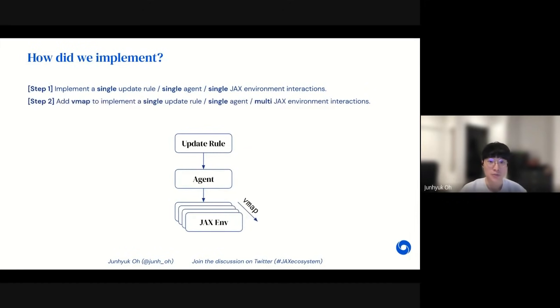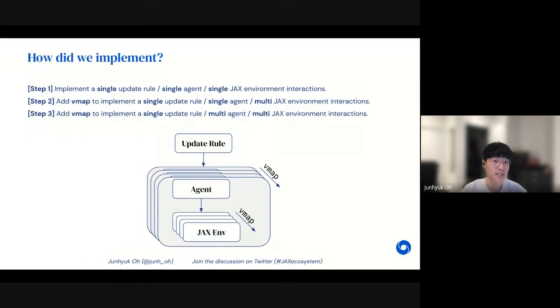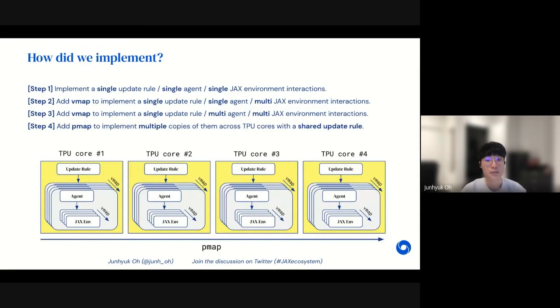And if you go to the next slide, we added a Vmap to implement multiple JAX environments for one learning agent. And in the next slide, we added another Vmap at the outer scope to implement multiple learning agents like this figure, where each agent still interacts with its own set of environments. And finally, we added PMap to implement multiple copies of the same computation graph and then distribute this across multiple TPU cores like this figure with a shared update rule. So in this figure, each TPU core essentially has its own set of agents and its own set of environments, but they all share the same update rule, and they all calculate the meta gradient in a completely synchronized way and then perform meta update.